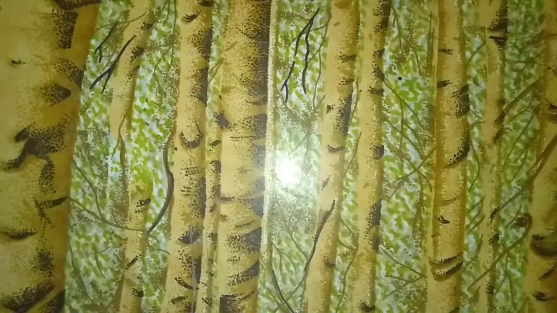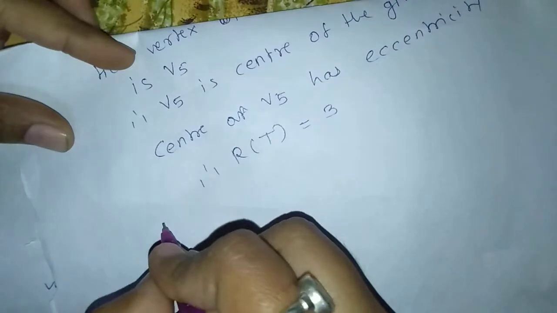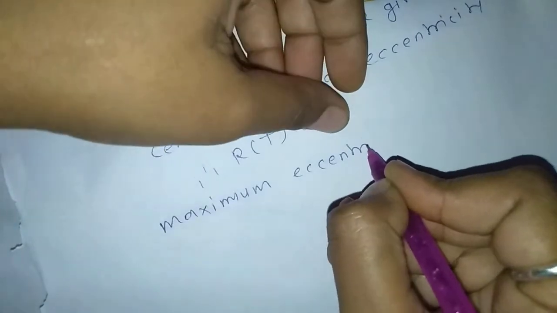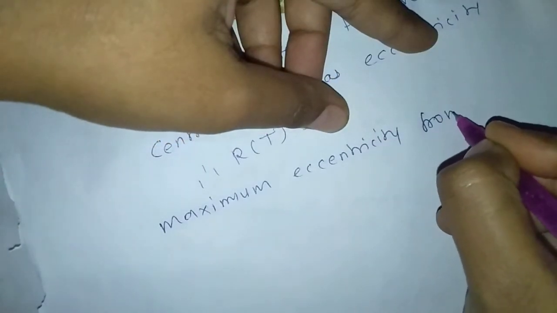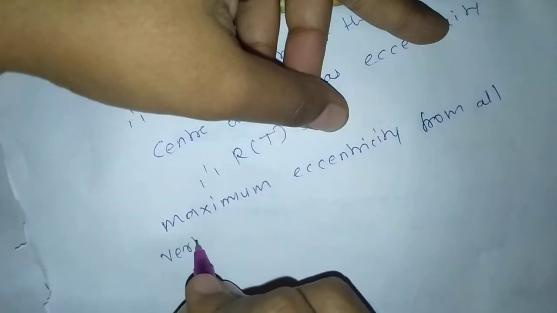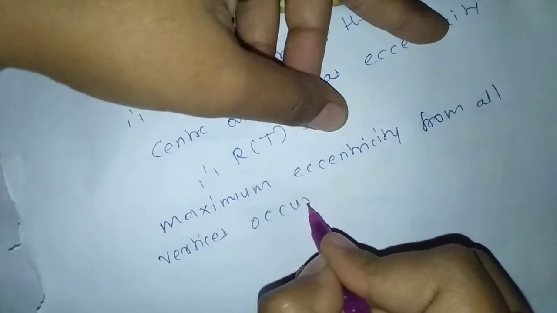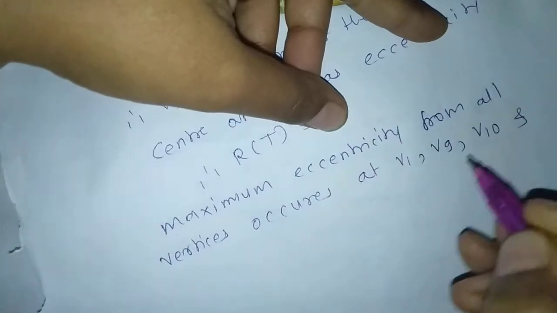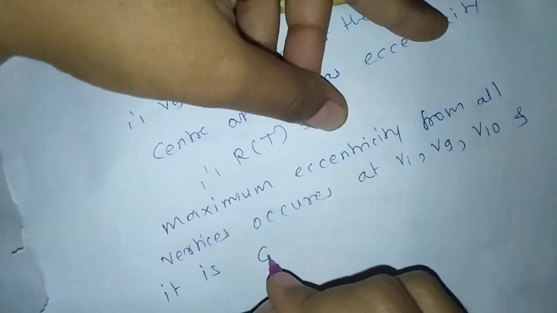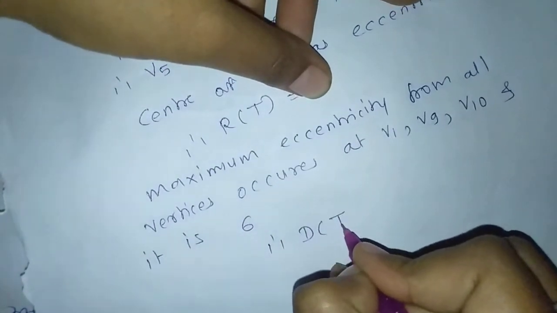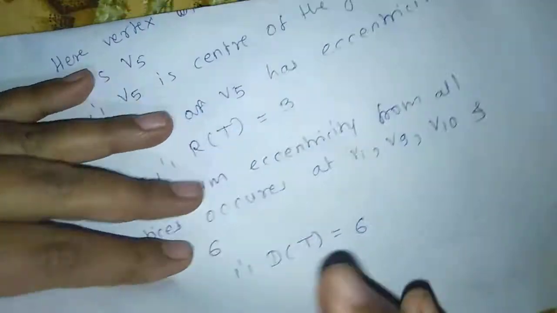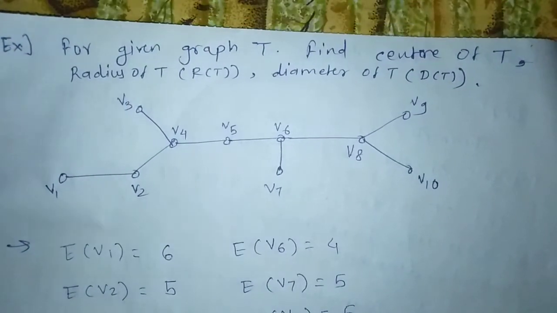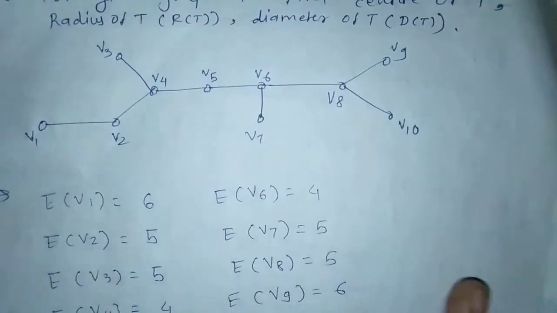Now the maximum eccentricity from all other vertices occurs at V1, V9, V10 and it is 6. Therefore D of T is equal to 6. So this is the easy example of how to find the center of a tree, radius of a tree and diameter of a tree.